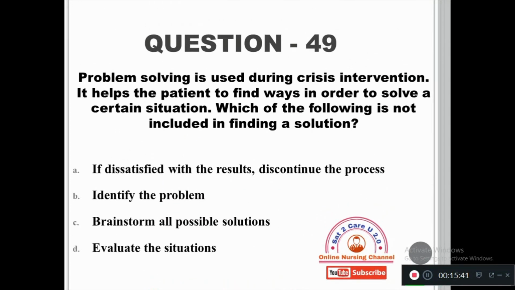Question number 49. Problem solving is used during crisis intervention. It helps the patient to find ways to solve a certain situation. Which of the following is not included in finding a solution? Option A, if dissatisfied with the result, discontinue the process. Option B, identify the problems. Option C, brainstorm all possible solutions. Option D, evaluate the situations. So here the right answer will be option A. If dissatisfied with the result, discontinue the process.